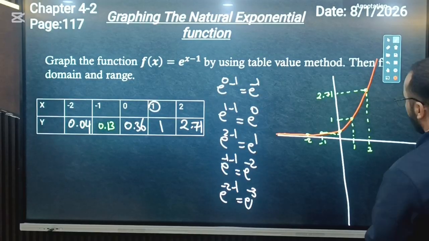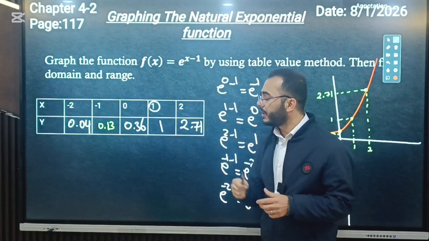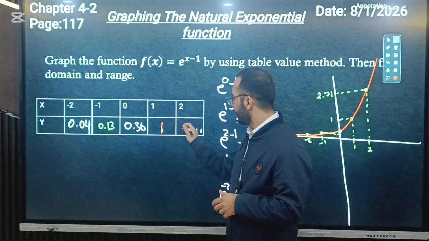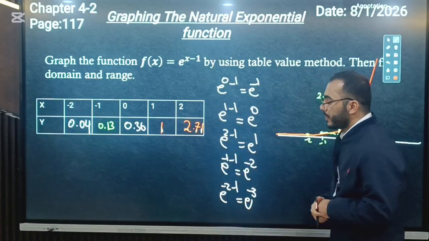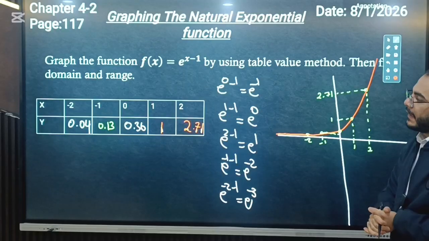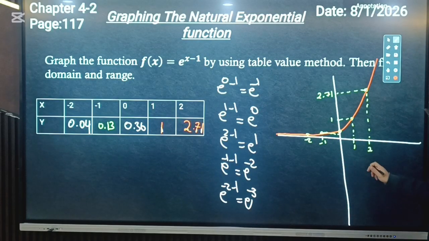And I really hope that you do understand it, because it's easy. We are just going to substitute the given values, which are the x values, here is 2.71, into the x, into our function, and get the value of y, and then plot them on a coordinate plane. Then we can discuss domain and range.